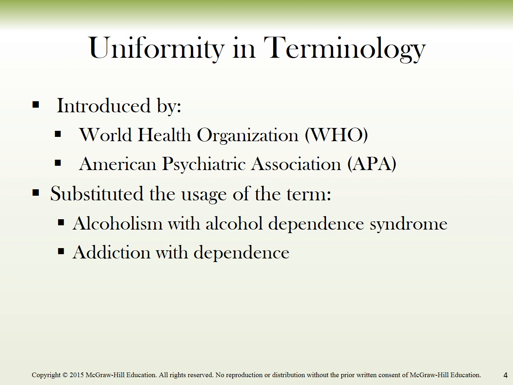Today, what you're going to hear when we get to the DSM-5 criteria is that we now use the term substance use disorder, but we specify which substance we're talking about. So somebody with an alcohol problem is going to be diagnosed with an alcohol use disorder. Somebody with a cocaine problem will be diagnosed with a cocaine use disorder.